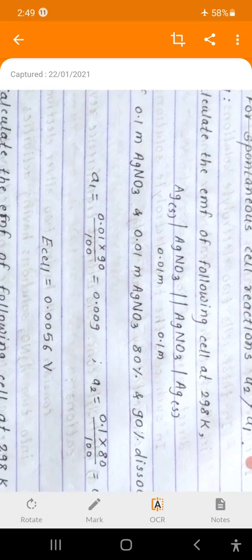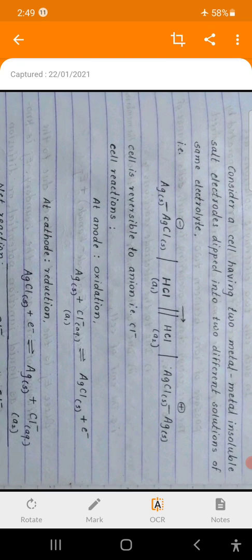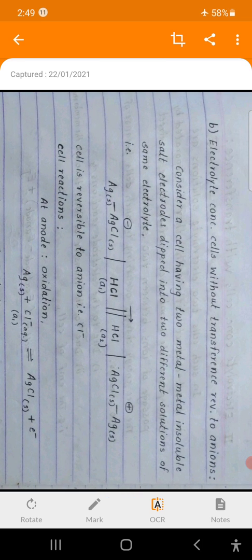We will discuss the EMF and other details for another type of cell, the electrolyte concentration cell without transference reversible to anions, in the next lecture. Thank you.